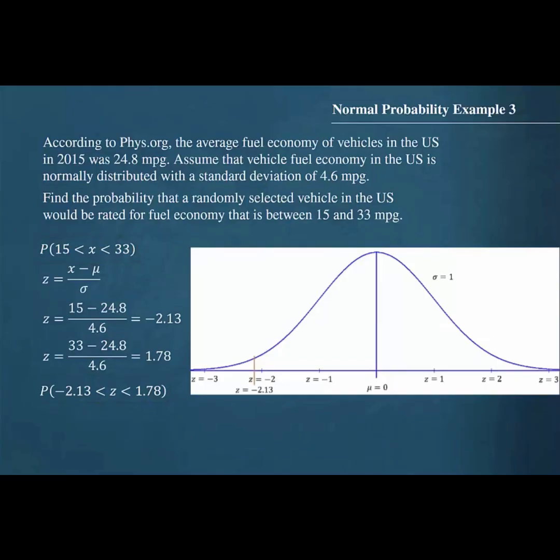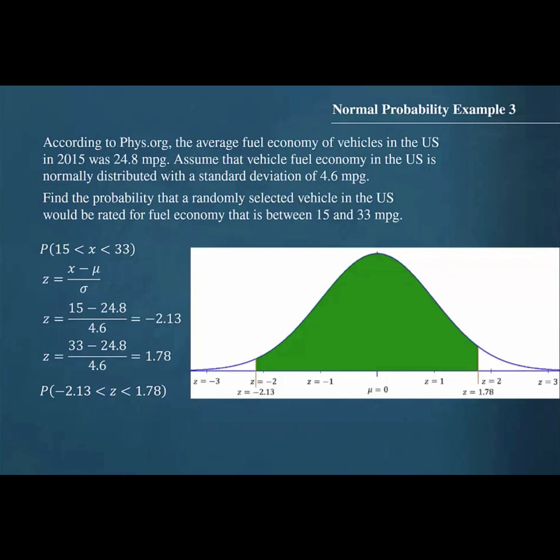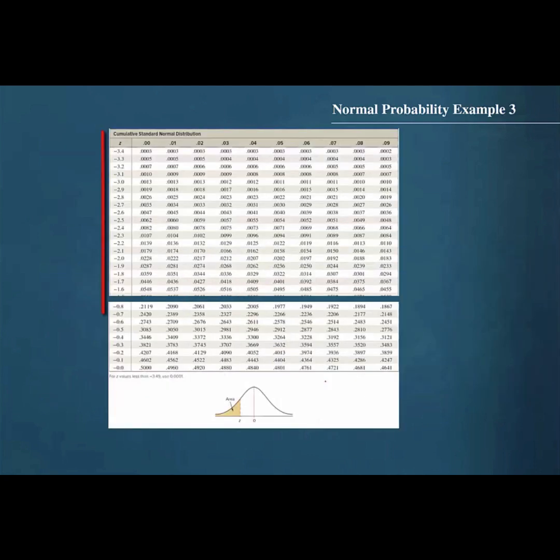A z-score of negative 2.13 would be located just to the left of a z-score of negative 2, and a z-score of 1.78 will be located between the scores of 1 and 2, but a little closer to 2. We are to find the probability that a randomly selected value of the random variable is between those two values. So in other words, we are looking for this area in green under the standard normal distribution.